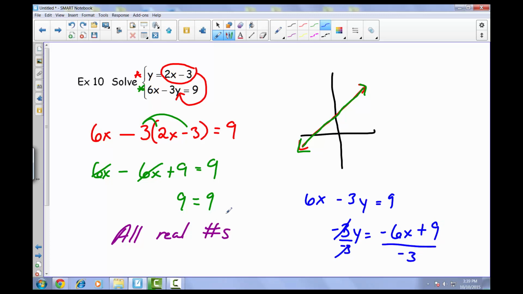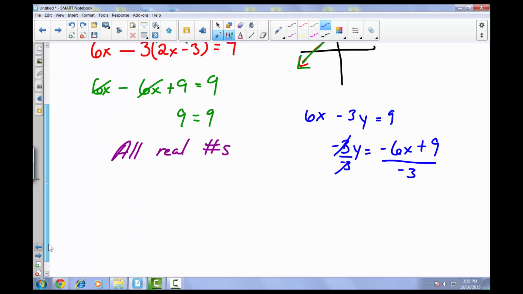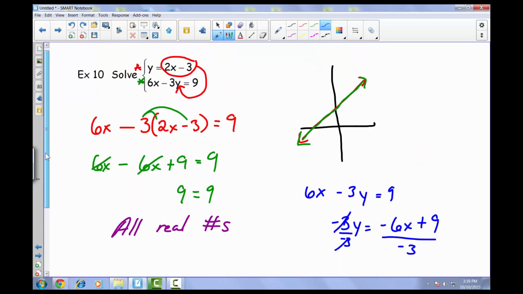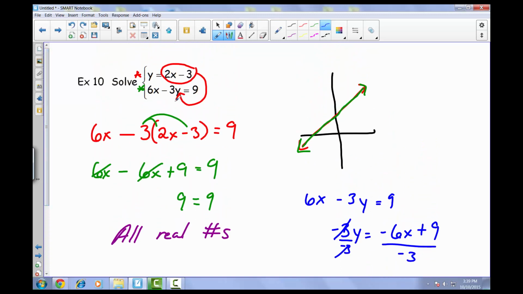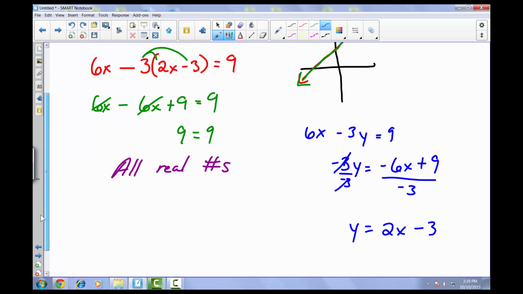On the left, they cancel out, leaving us then with just y is equal to 2x when you divide those, because negative 6 divided by negative 3 is positive 2x. And then positive 9 divided by negative 3 is negative 3. So when we simplify and put things into y equals mx plus b for our green equation, we see that they do in fact come out to be the same exact thing as our red equation. So they are in fact the same line.